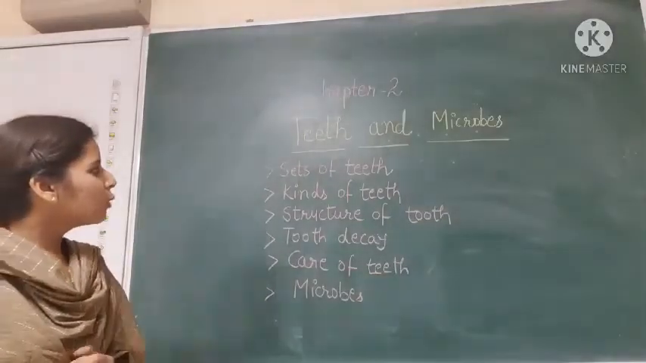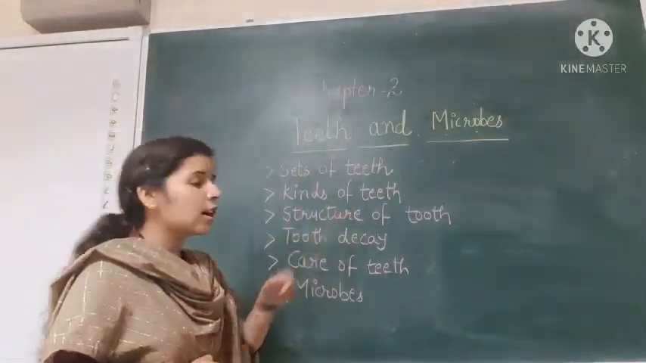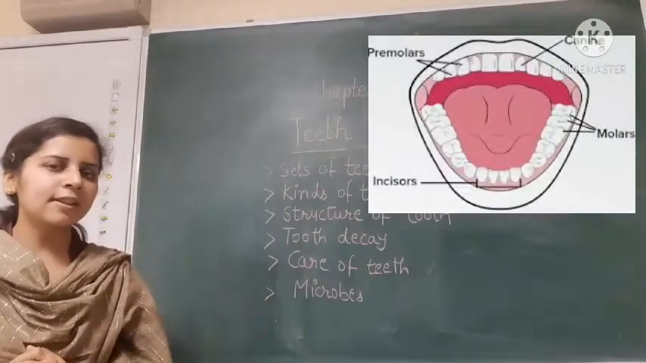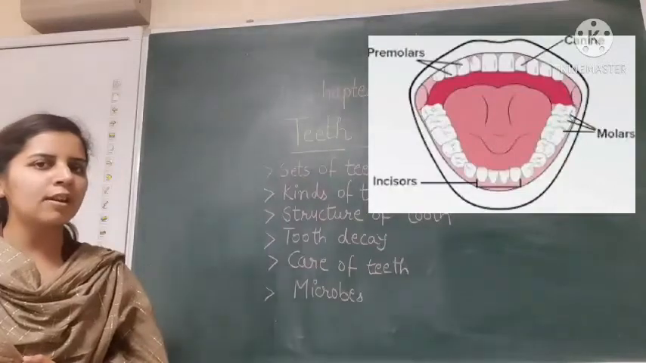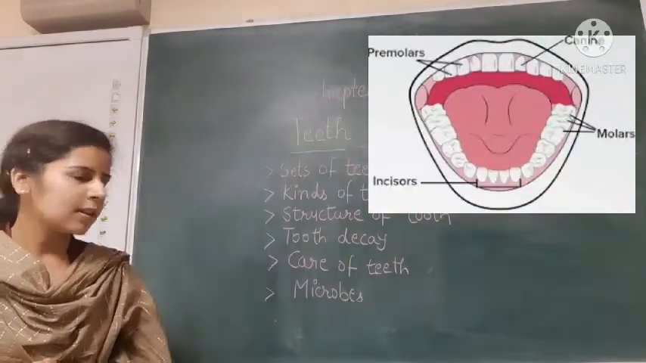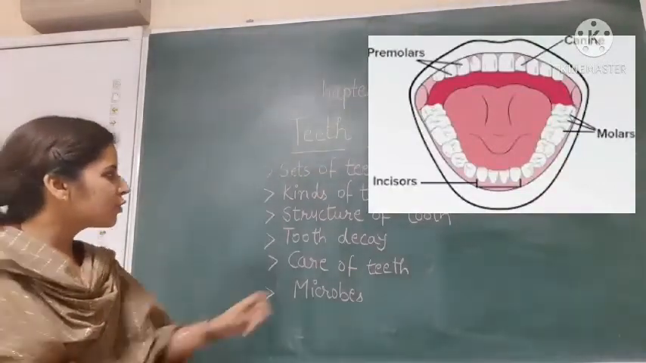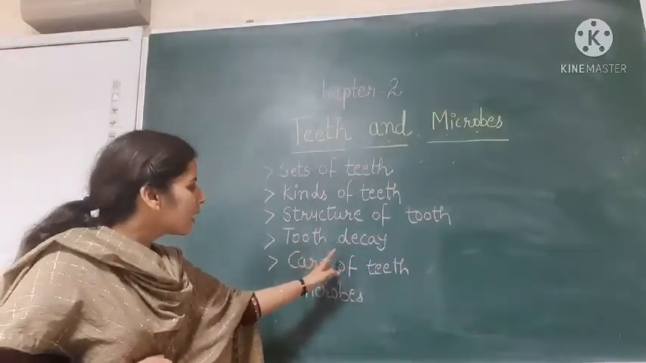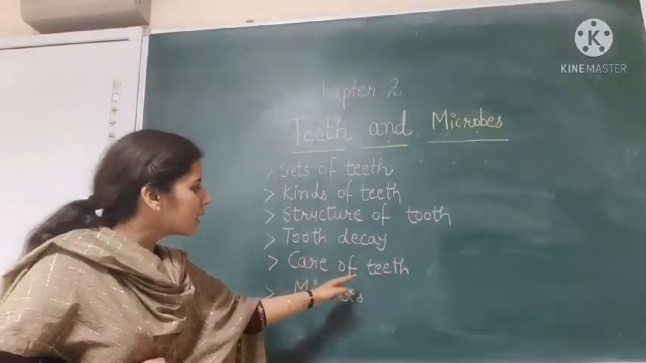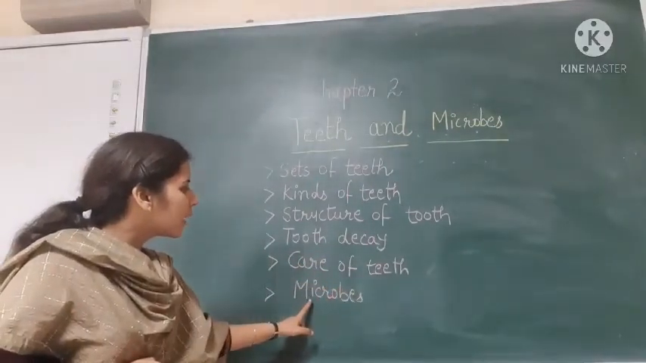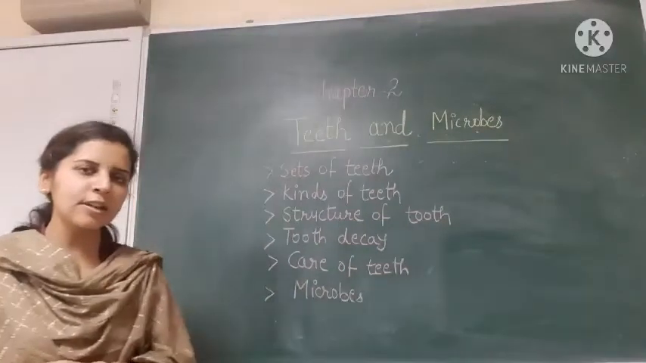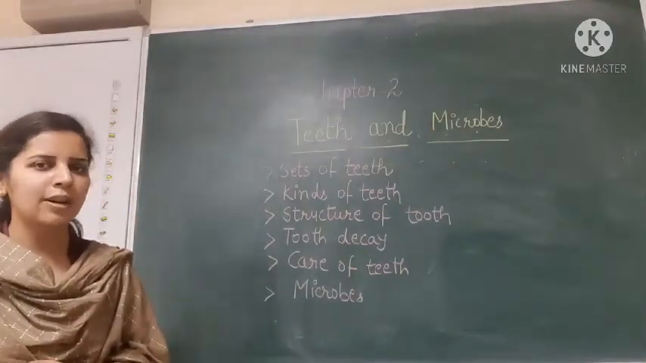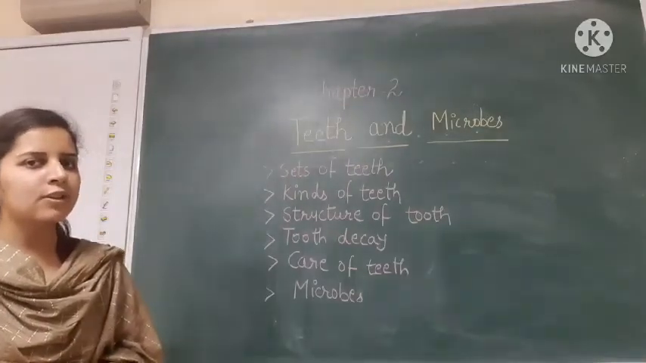Then we will talk about kinds of teeth, which are of four kinds: incisor, canines, premolar and molar. Then we will talk about the structure of a tooth, tooth decay, and how to take care of our teeth. Then we will study about microbes, which are of four kinds: bacteria, fungi, virus and protozoa. So let's start with our chapter.